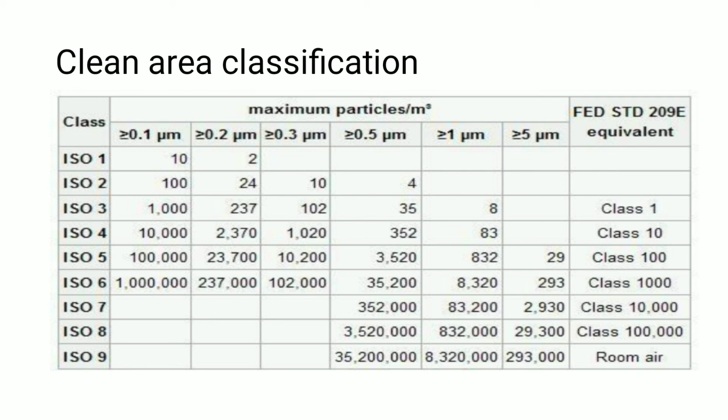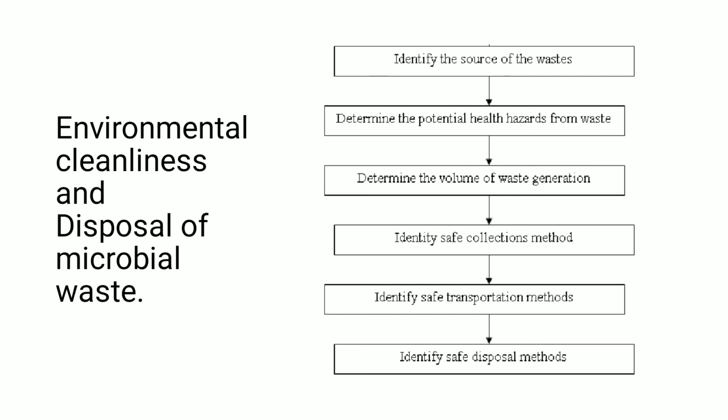And there is the code given, which is equivalent. ISO 4 is considered a class 10 area, ISO 5 a class 100 area, and likewise. ISO 9 is called room air. Wherever we are not doing aseptic techniques, that is basically considered an ISO 8 or ISO 9 room. The last part is the general aspect of environmental cleanliness and disposal of microbial waste.